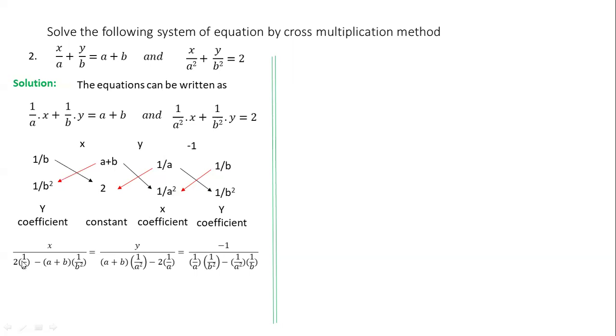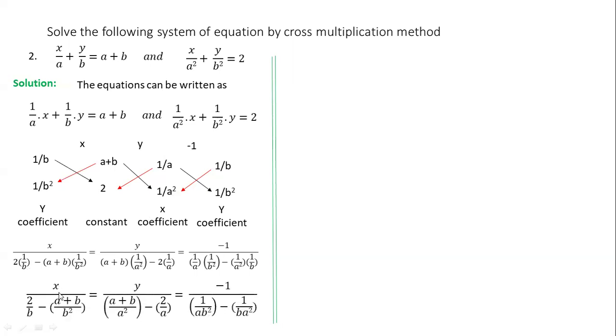Just multiply this, 2 into a becomes x upon 2 upon b minus a plus b upon b square, a plus b upon a square minus 2 upon a is equal to 1 upon a b square minus 1 upon a square b. Now let us take LCM here and simplify it.